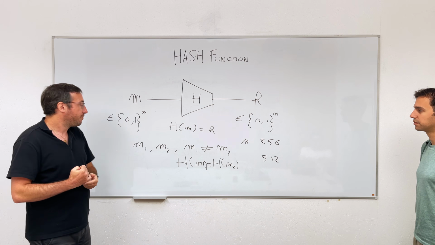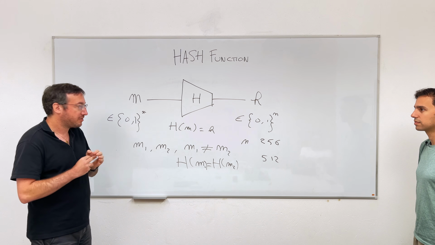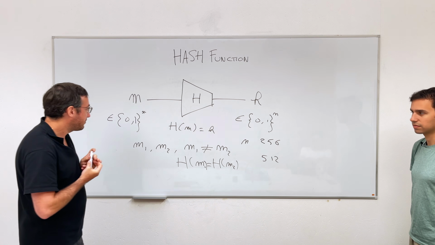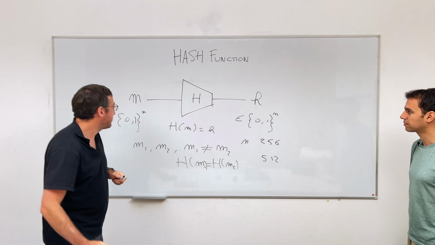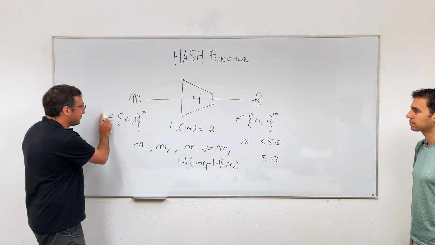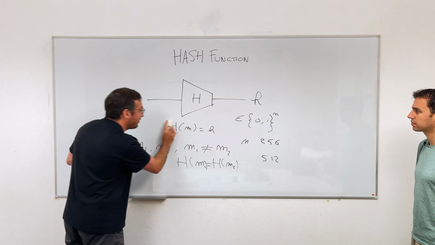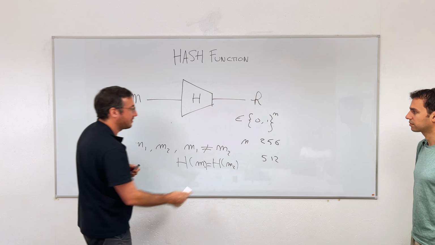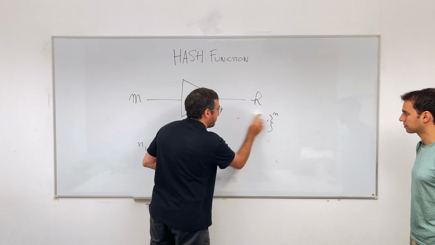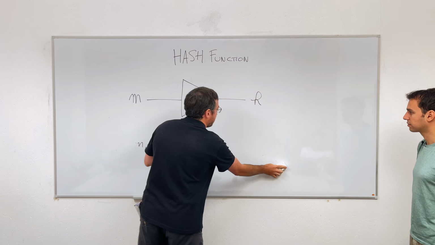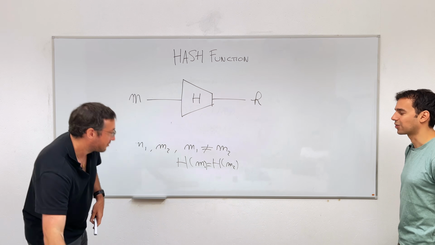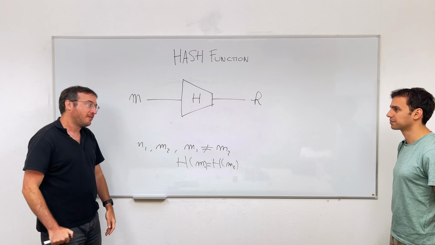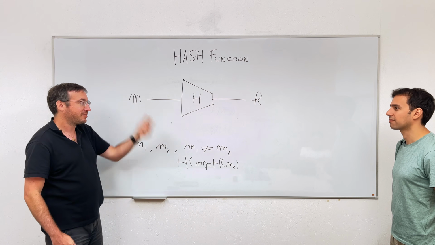Which brings us to the security definitions of a hash function. What does it mean to be secure? M is big, H is small, M is of any size. I'm going to keep this, I'm going to wipe this out. This is maybe the most important part of the presentation, because when you hear about what makes a hash function secure: collision, preimage, second preimage.